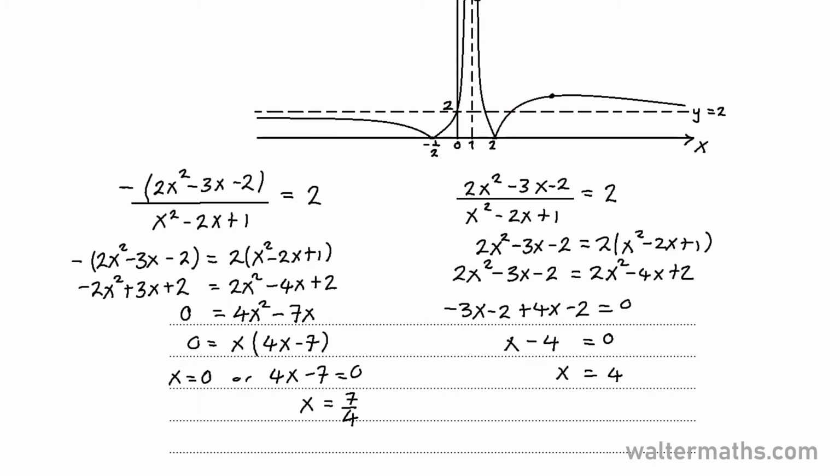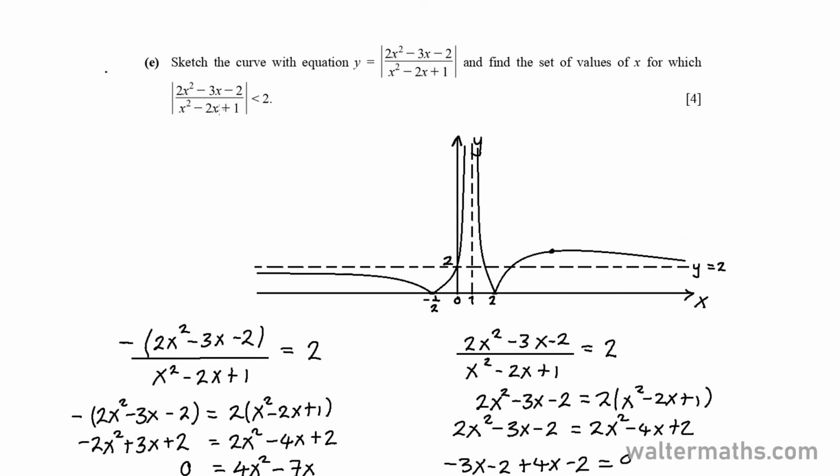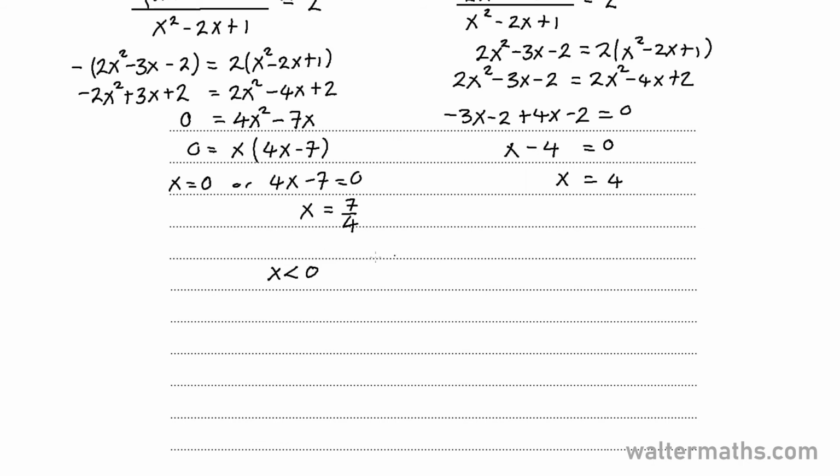So we now have the critical points. And now we can solve the inequality. So we are looking for the values of x such that the modulus graph is less than 2. So these are the values of x for which the modulus graph is below the graph y is equal to 2. So first of all, considering this critical point, the graph of the modulus function is below that of y is equal to 2 for all values of x that are less than 0. That's when the graph is below the graph of y is equal to 2. So that's the first inequality. So my first solution is x is less than 0.